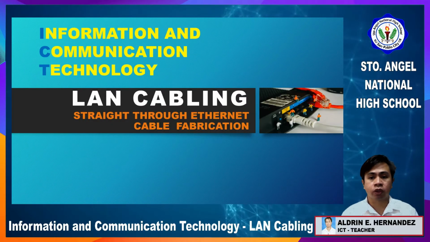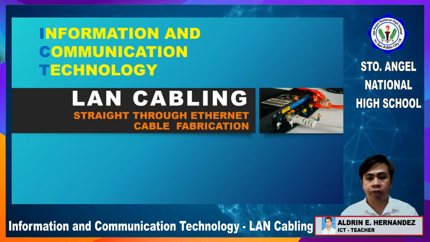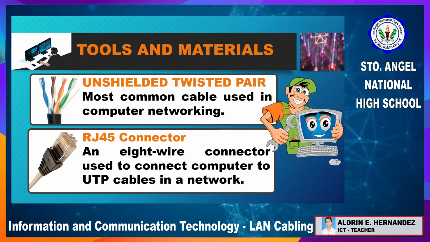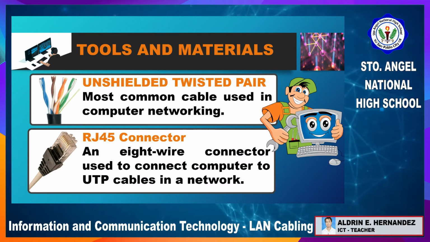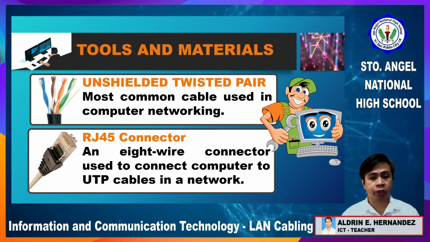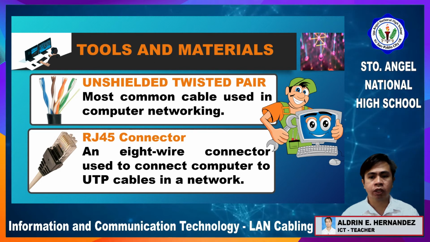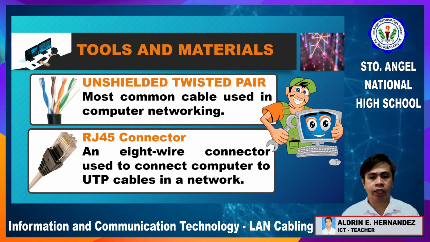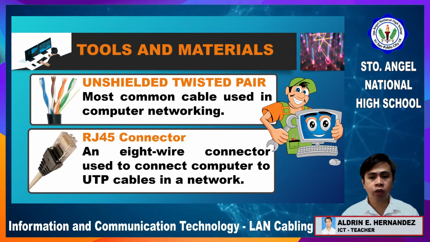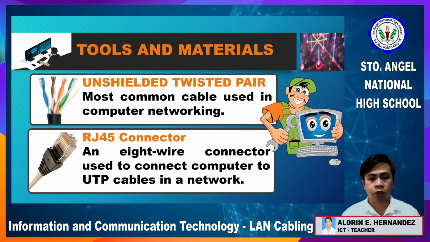We will discuss the different tools, materials, and color coding for the straight-through cable fabrication. Let us discuss the different tools and materials used in cable fabrication. First one, unshielded twisted pair. Most common cable used in computer networking. Another one, RJ45 connector. An 8-wire connector used to connect a computer to a UTP cable in a network.